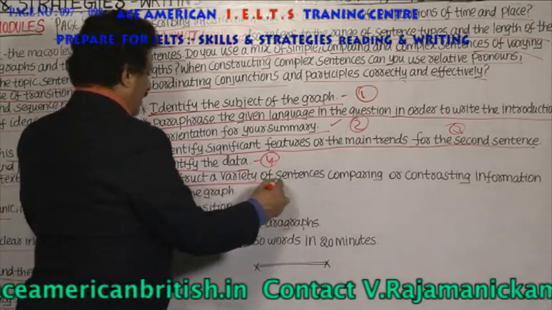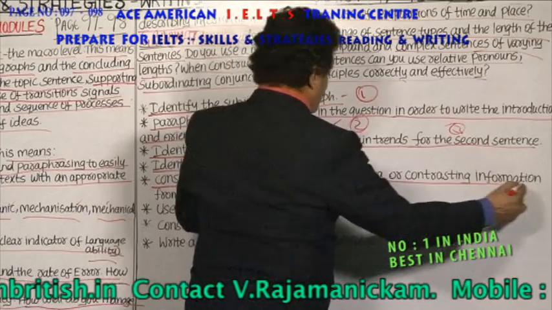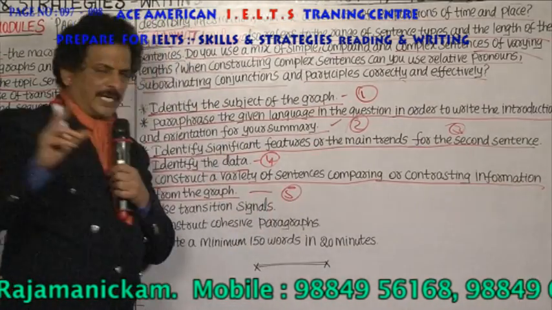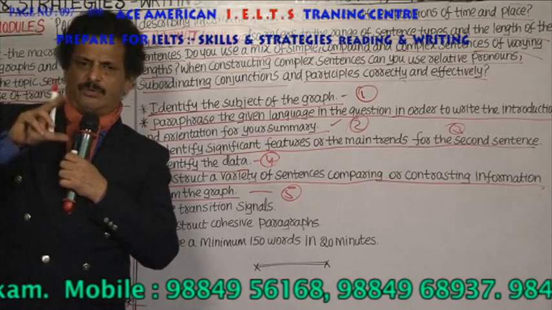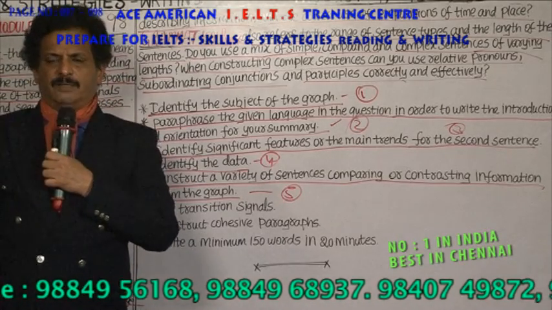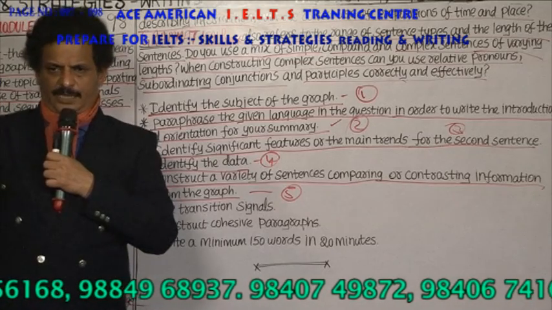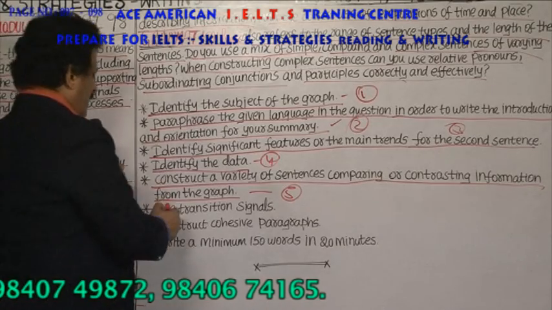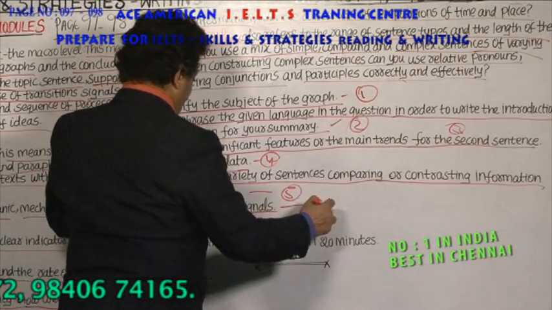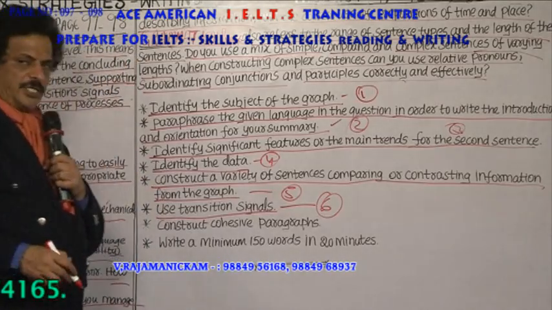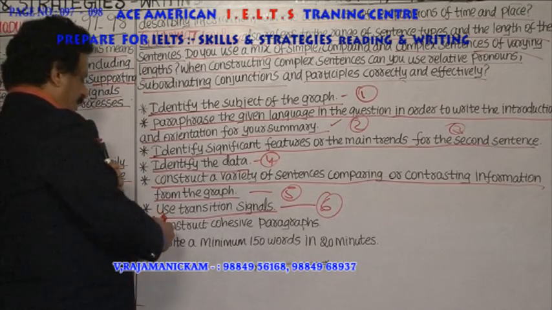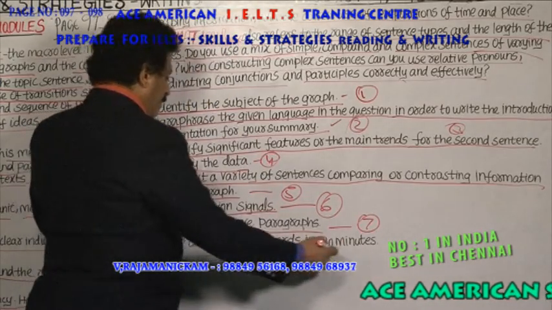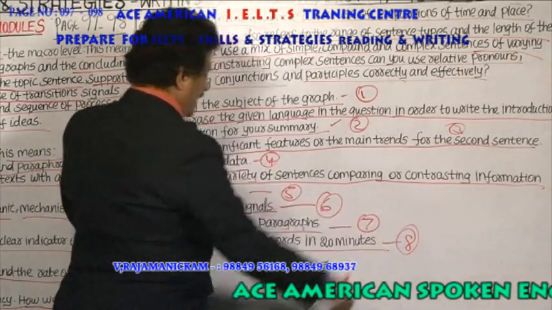Then construct a variety of sentences comparing or contrasting information from the graph. This is the fifth one, comparing. Two graphs are there, one may be Australia, one America. You have to compare the climate and various different things, contrast, opposite. So comparing and contrasting information. Then use transition signals, the transition words. Then construct cohesive paragraphs. This is paragraph writing. Write a minimum of 150 words in 20 minutes. This is the 8th point.